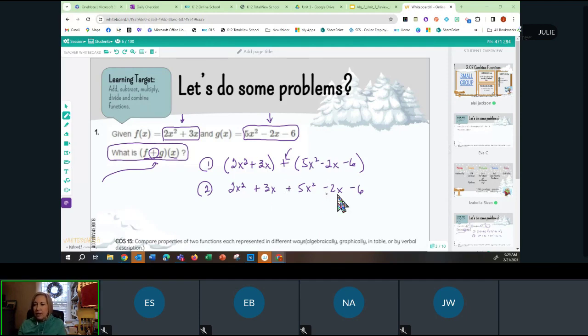Then, since we're adding or subtracting, our rule is to combine like terms. So we're going to look for anything that has an x squared first. So I have 2 terms that have an x squared. I'm going to combine those in my third step. So 2x squared and 5x squared are going to combine to be 7x squared.